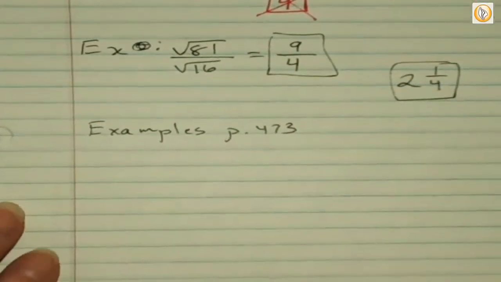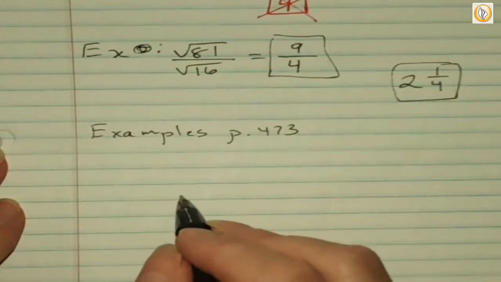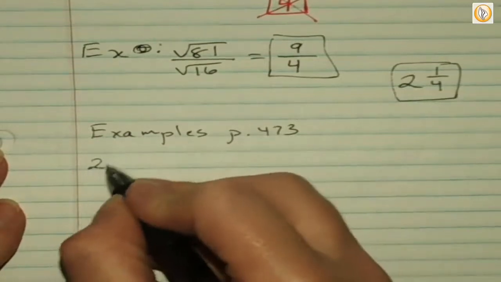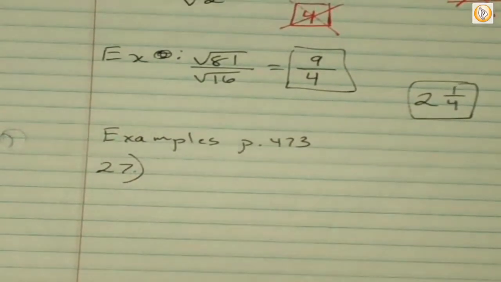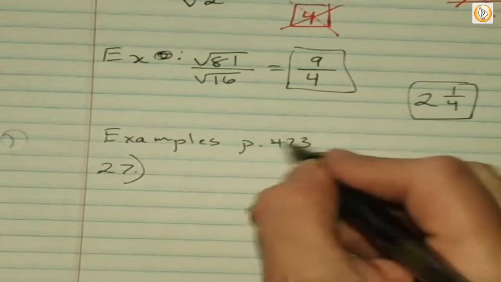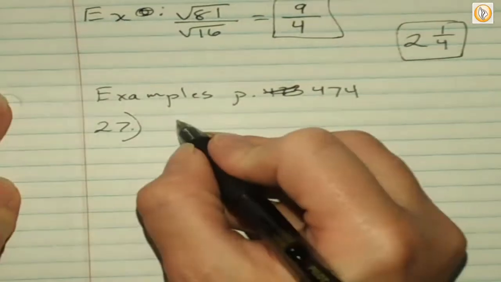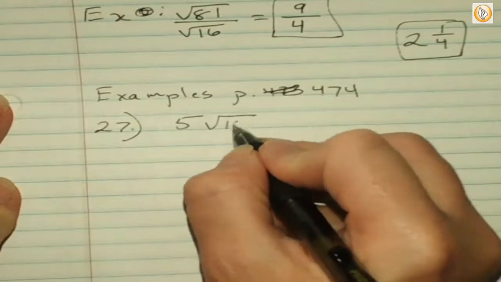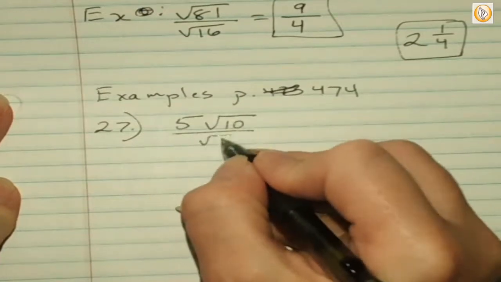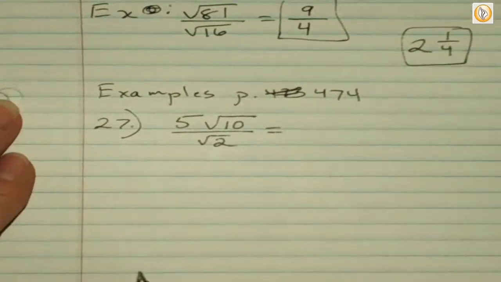Oh my gosh. All right, because we've done examples of all these things, go to 27. It's not even on this page. What do you mean? All right, okay, 474. Turn the page. All right, so it's 5 times the square root of 10 divided by the square root of 2. Oh my gosh, eager beaver, Talia.